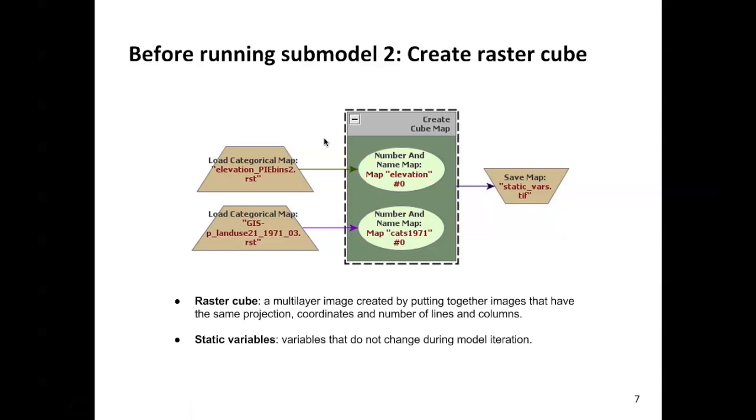To create the raster cube, add the load maps for the driver variables, which are the 21 land use categories in 1971 and elevation, into the working space of Dinamica. Add the create cube map functor, connect the 2 maps to their corresponding ports of the functor, connect the functor to a new save map named static var, and then run the submodel.